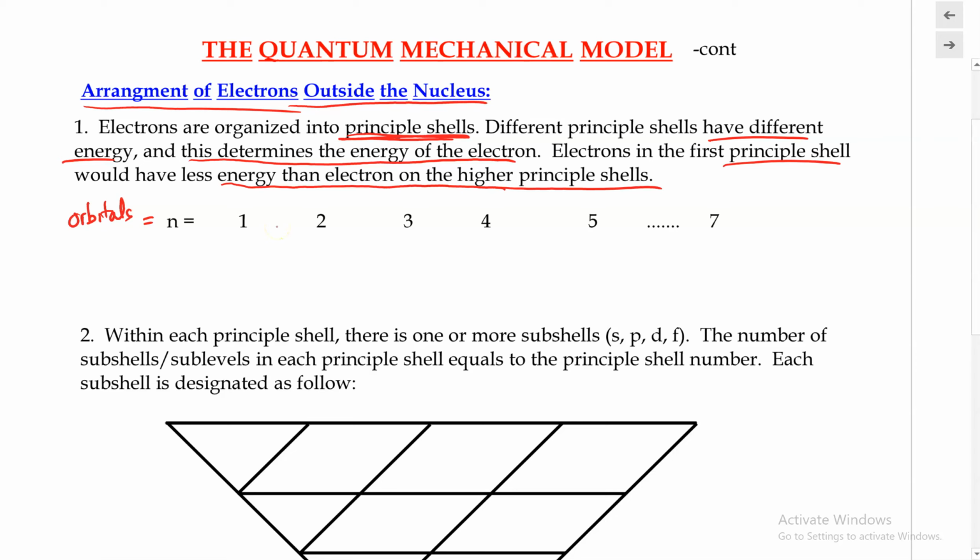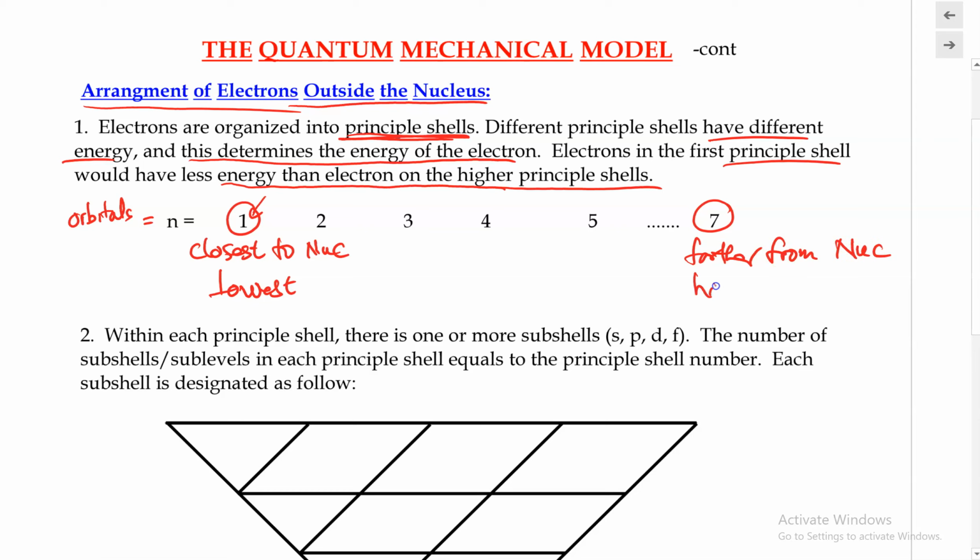So here are the different principal shells. Principal shell number 1 is the one closest to the nucleus, and it has the lowest energy. So if an electron were to be found in this principal shell, it would be closest to the nucleus and have lower energy, versus an electron found in the 7th principal shell, which is further from the nucleus and will have higher energy. An electron in principal shell number 7 will have more energy compared to an electron in the lowest principal shell.